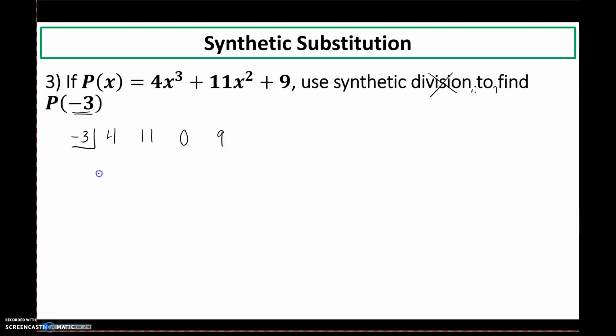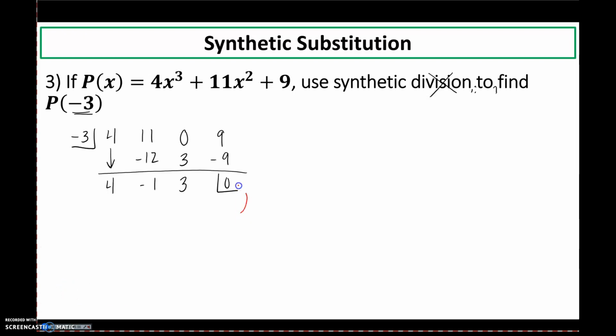Okay, so bring down the lead coefficient, multiply by that value of x. 4 times -3 is -12. Add these together, so I get -1. Multiply, -1 times -3 gives me 3. Add, multiply 3 times -3 gives me -9. 9 minus 9 gives me a value of 0.